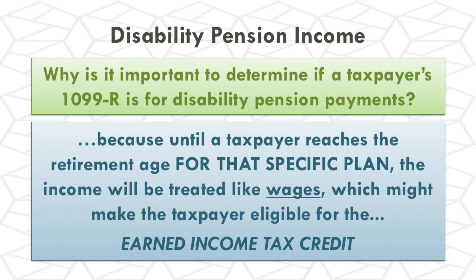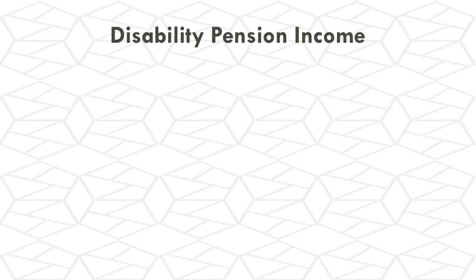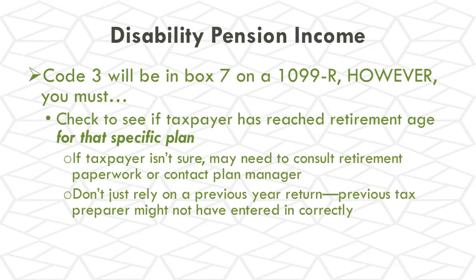That's why this is incredibly important, because when we determine that a taxpayer's income comes from a disability pension plan and they have not reached retirement age yet, we're going to report it a little bit differently in our tax software. So code 3 is going to be in box 7 of the 1099-R if it's for disability. However, you still have to ask the taxpayer a couple of questions to make sure you're reporting it correctly.